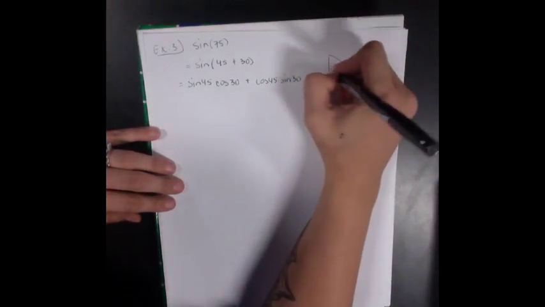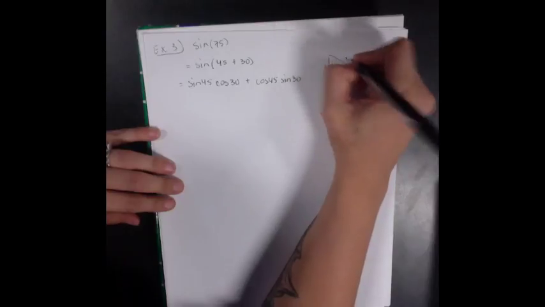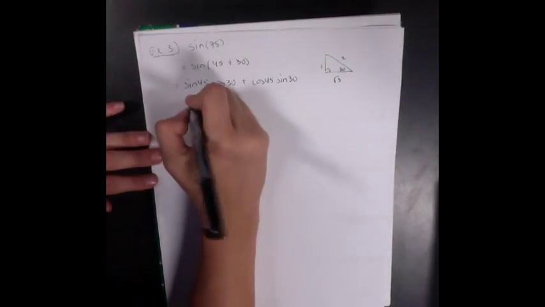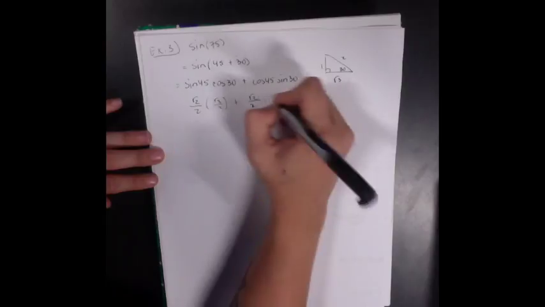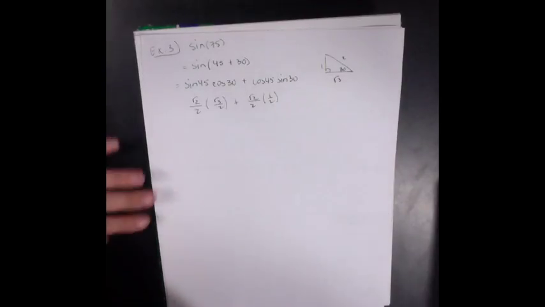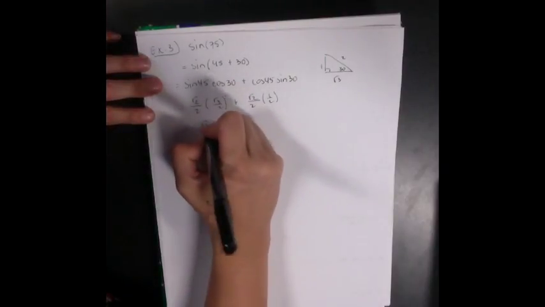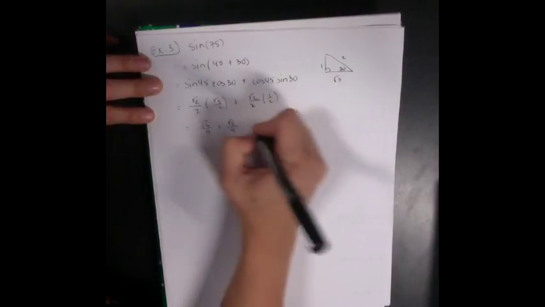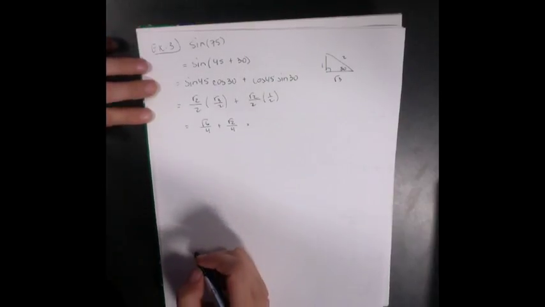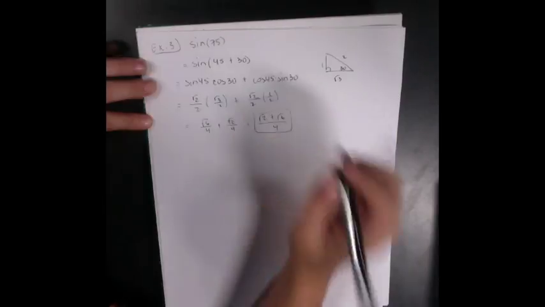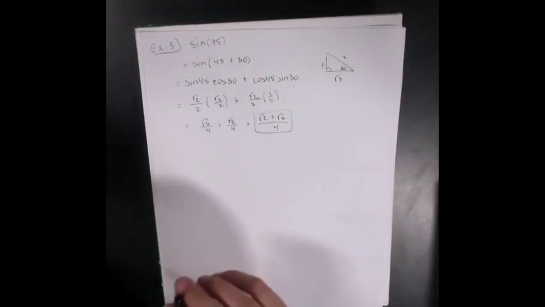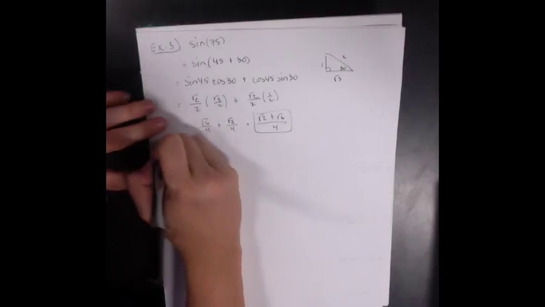Okay, now let's draw a reference triangle. Sine of 45 and cosine of 45 we know are both root 2 over 2. Cosine of 30 is root 3 over 2. Cosine of 45 is root 2 over 2, and sine of 30 is 1/2. So this gives me root 6 over 4 plus root 2 over 4, which I'm going to write as one fraction, root 2 plus root 6 over 4. It doesn't matter if you write root 6 first or root 2 first. Doesn't matter.